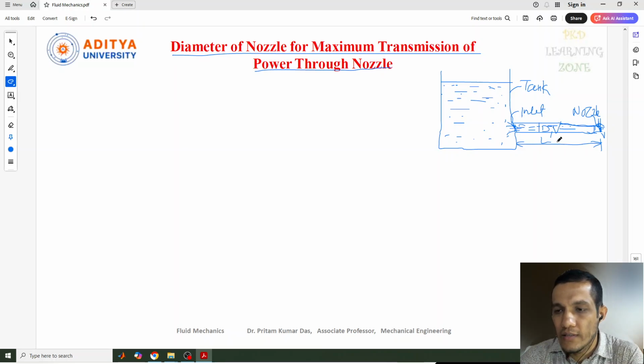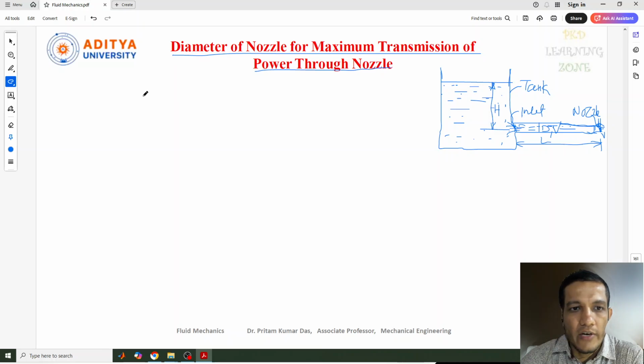These are some terminologies that will be used here, and the head present at the inlet of the pipe is capital H. The head present at the inlet of the pipe. So these are the basic details regarding the diagram.